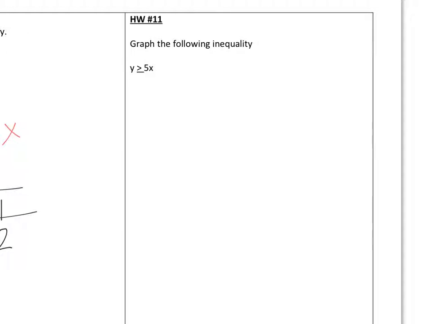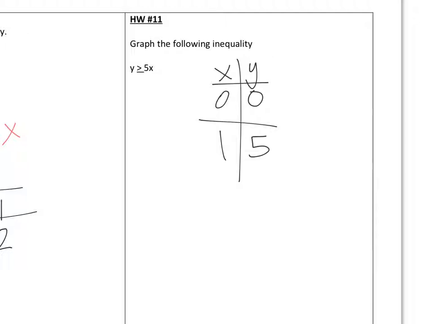Good news on this one is it's already in slope-intercept form, y equals form. So we can go ahead and start our graphing. So a couple of points here would be 0, 0, and 1, 5. So we can go down to our graph. This one's going to be a solid line because the inequality has an equal under it. So that means it needs to be a solid line.